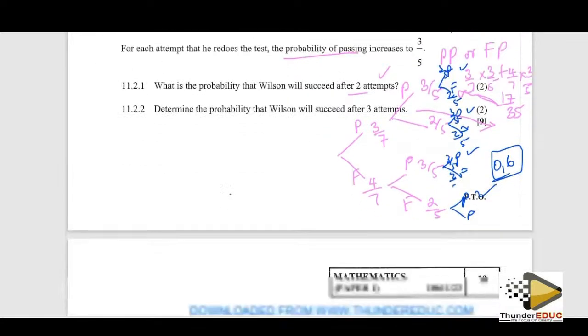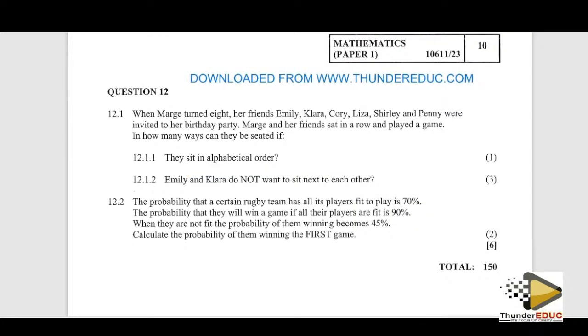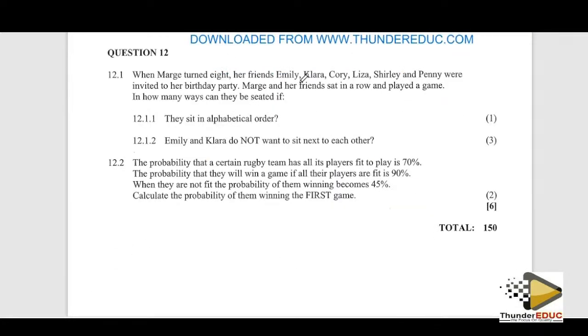Then the next question. They're telling us that this lady turned 8. Her friends, 1, 2, 3, 4, 5, 6, so altogether 7 people, are invited to a birthday party. This person and the friends sat in a row and played a game. In how many ways can they sit in alphabetical order? Remember, they are 7. We can arrange alphabetically 7, but then I'm going to multiply this by 2, since it's possible to start with the ascending or the descending order. So that is 14 for me.